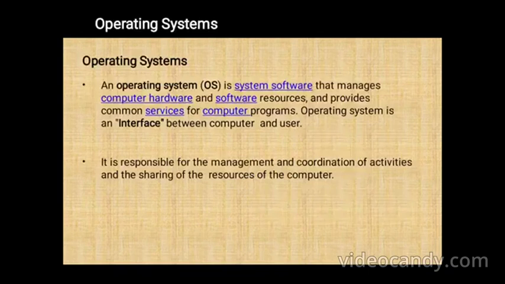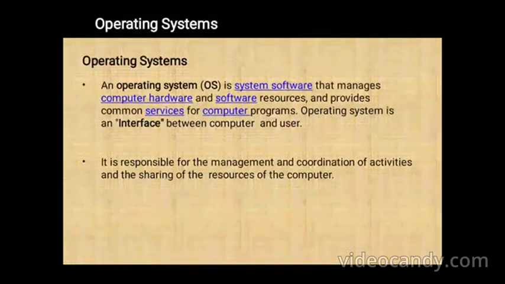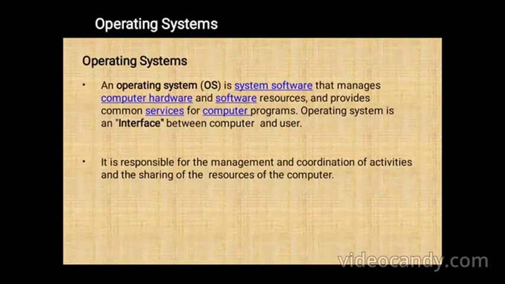Moving on to the definition of operating system. An operating system is a system software that manages the computer hardware and software resources and provides common services for the computer programs. It is nothing but a system that manages both hardware and software to provide a common resource, and it acts as the interface between the computer and user. Interface is nothing but a point of interaction or communication between two or more systems or devices. It is responsible for the management and coordination of activity and sharing the resources of the computer.